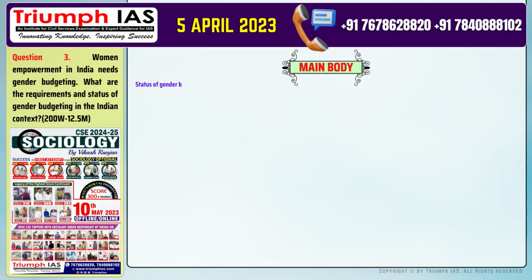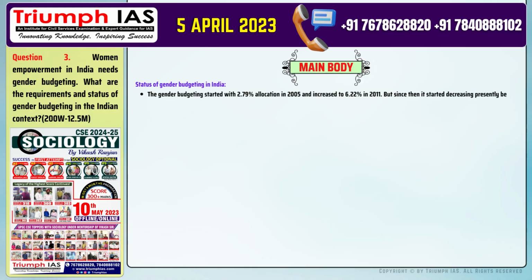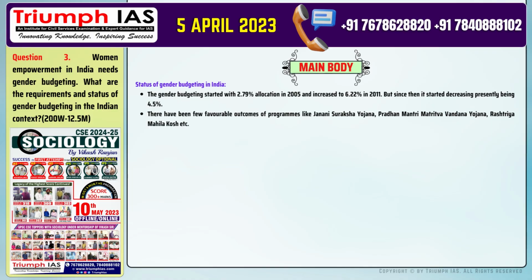The main body of the answer should be: status of gender budgeting in India. Number 1. The gender budgeting started with 2.79% allocation in 2005 and increased to 6.22% in 2011. But since then it started decreasing, presently being 4.5%. Number 2. There have been few favorable outcomes of programs like Janani Suraksha Yojana, Pradhan Mantri Matritva Vandana Yojana, Rashtriya Mahila Kosh, etc.